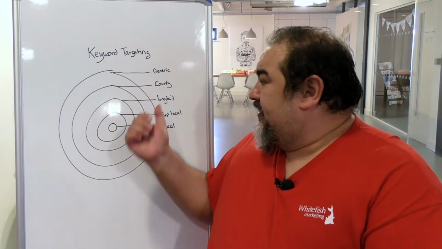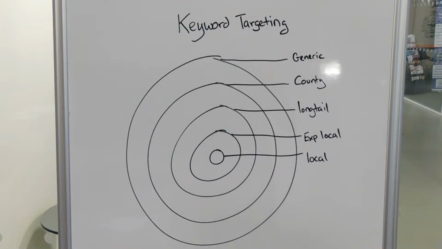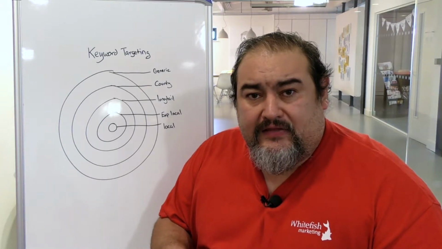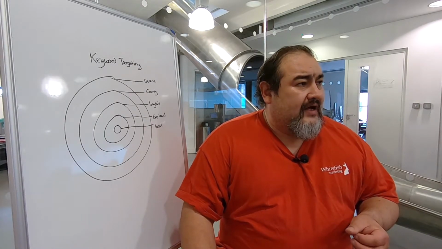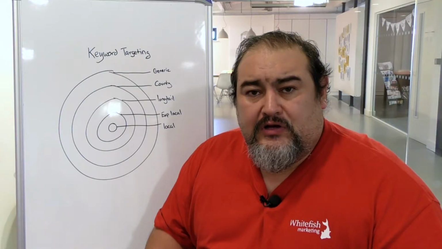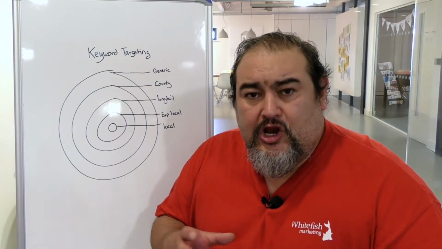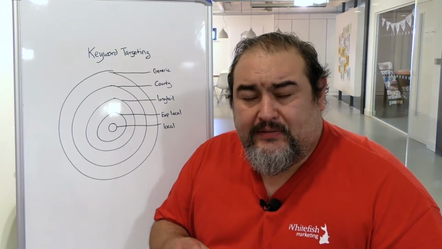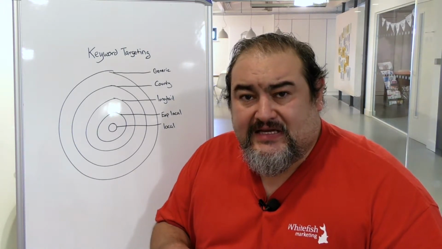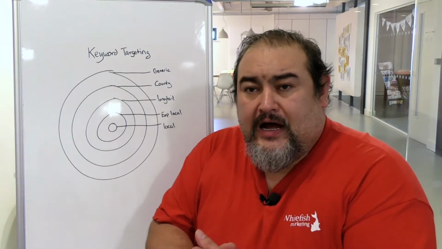Then we move on to long-tail keywords. Long-tail keywords would be things such as inheritance tax planning services near me. So we're looking at something a little bit more long tail, and we can be a little bit more focused on finding particular key phrases that work for you.